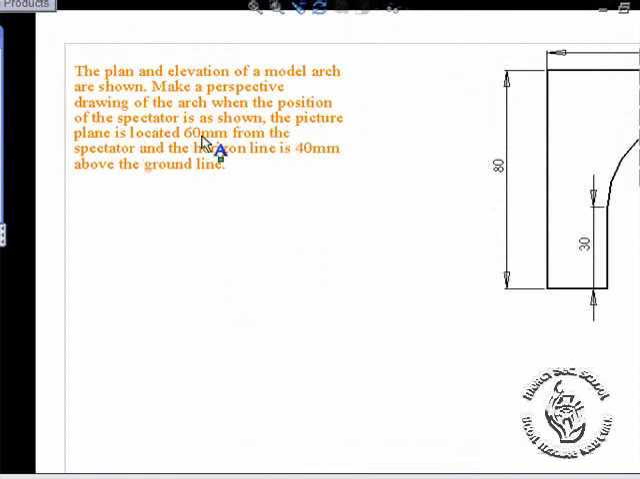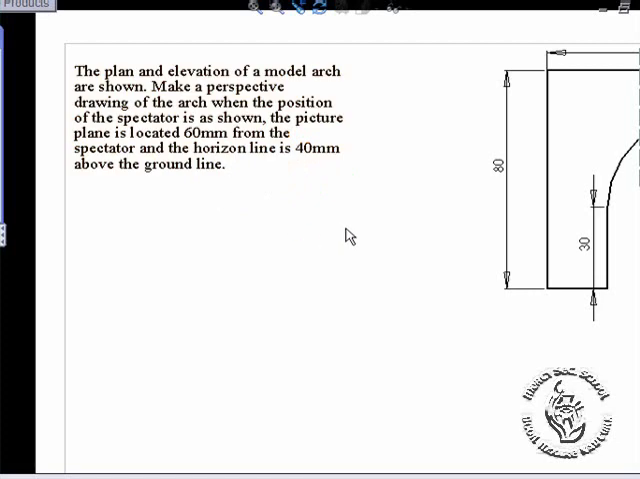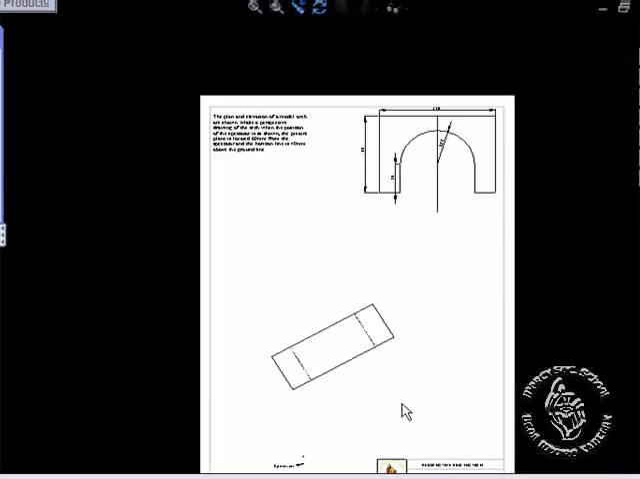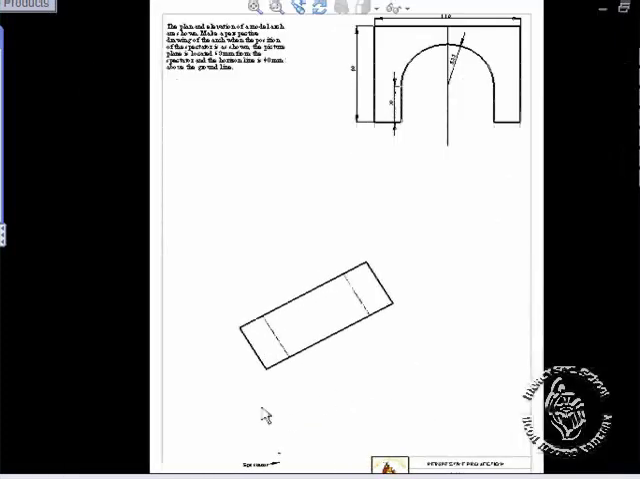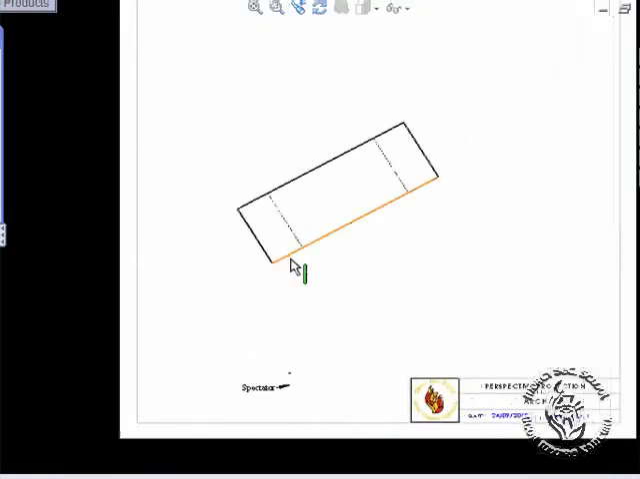The picture plane is located 60 millimeters from the spectator, and the horizon line is 40 millimeters above the ground line. So, in this question, the picture plane does not pass through any corner of the object. It is 60 millimeters from the spectator point.